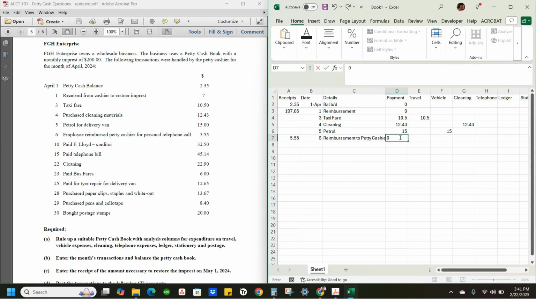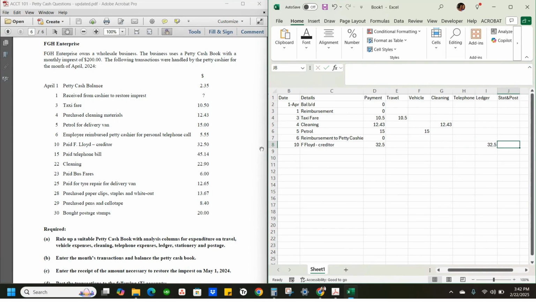Now, these blank spaces, you can use fillers. You can either use a dash or zero just so that you don't accidentally enter anything on those lines since you've used the line already. On to the next day, which is the 10th. We paid F. Lloyd, who is a creditor. So since we do not have any folio ledgers, I'm just going to write F. Lloyd and state in this detail column that yes, it is a creditor and we paid them $32.50. We go over to the ledger column and we enter that there as well.